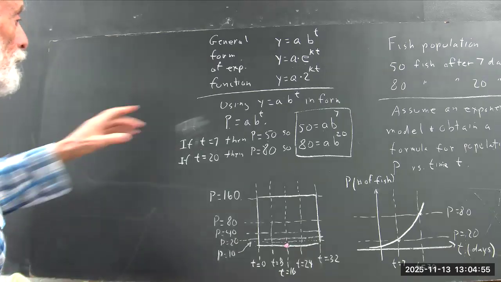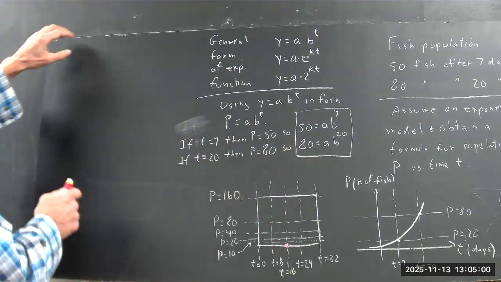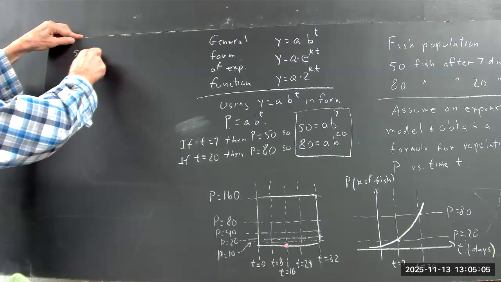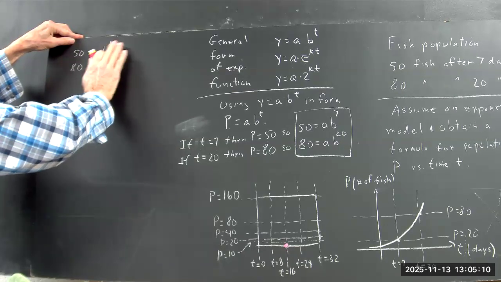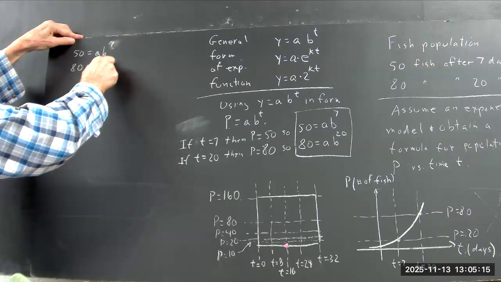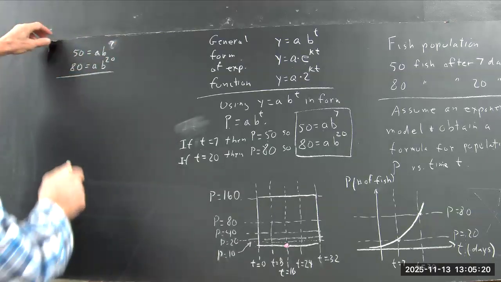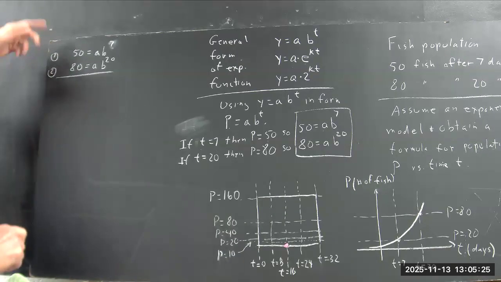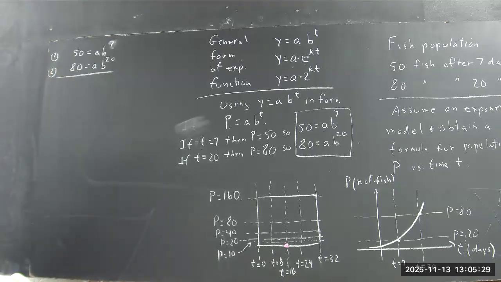For now, we have two simultaneous equations in A and B. So I'm going to rewrite them. It's not AB to the T, it's AB to the 7th, and AB to the 20th. I'll number the equations. Not everybody does this, but often they're numbered one way or another. I just use a circled 1 and a circled 2 for equation 1 and equation 2.